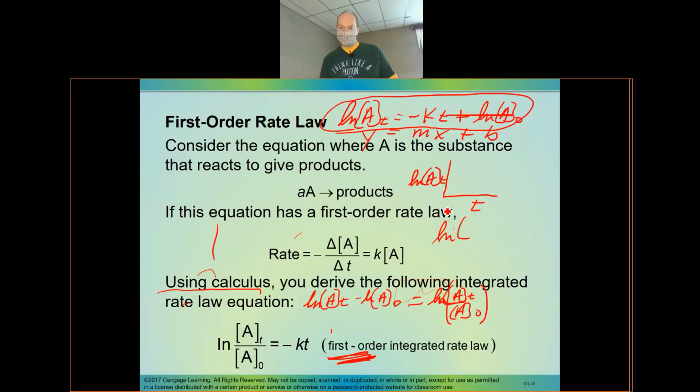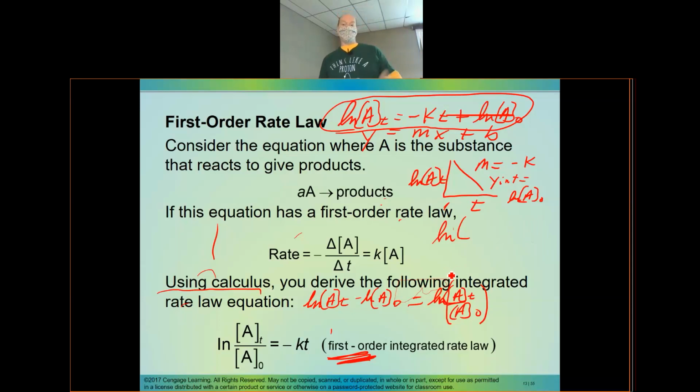So this is a straight line, and so you're going to have a line that has a negative slope, where your slope is equal to negative k. And then your y-intercept is the ln of A initial. All right, so the 0 means at time 0, which means you haven't started the reaction yet. That means that's the initial concentration that you are starting with.